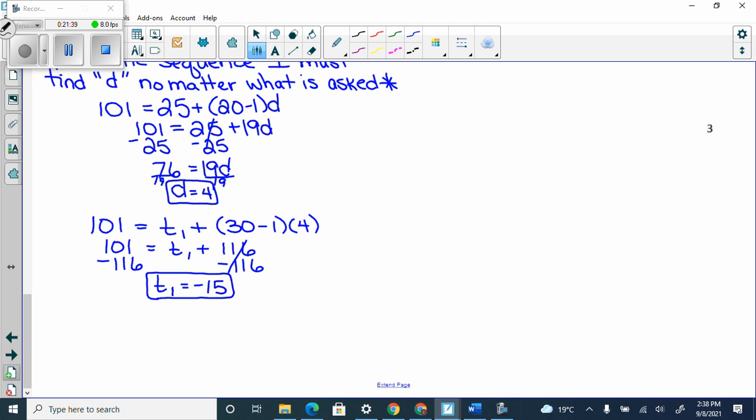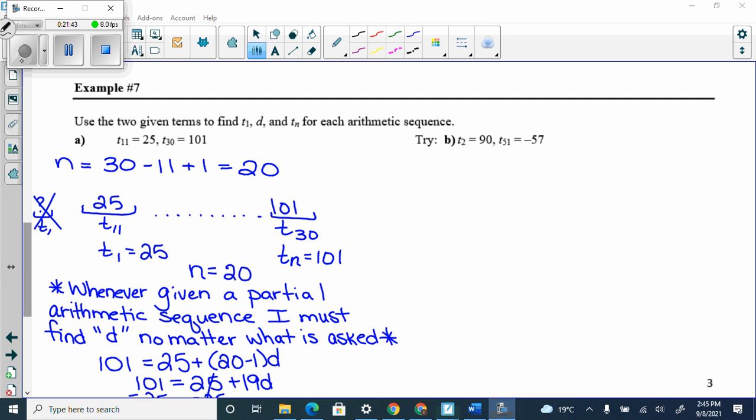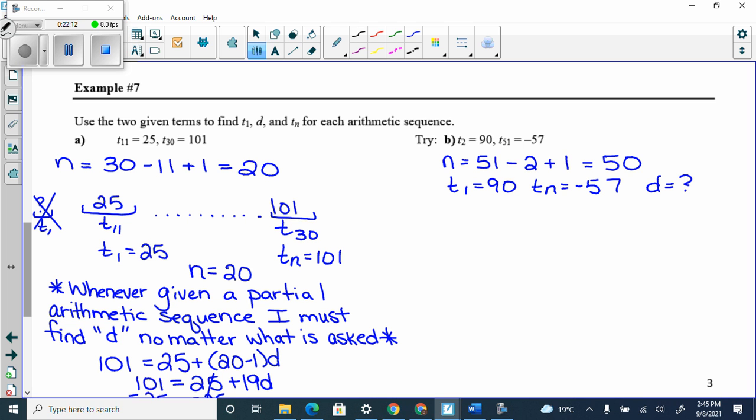Okay? You're going to try B, the one right beside it. So if we do this one, we have term 2 to term 51. So n is going to equal 51 minus 2 plus 1, which equals 50. Then I treat my term 2 as my term 1. So term 1 equals 90, and my Tn equals negative 57, and I'm solving for D. Because no matter what, if I give you a partial arithmetic sequence that doesn't start at 1, you have to find D.